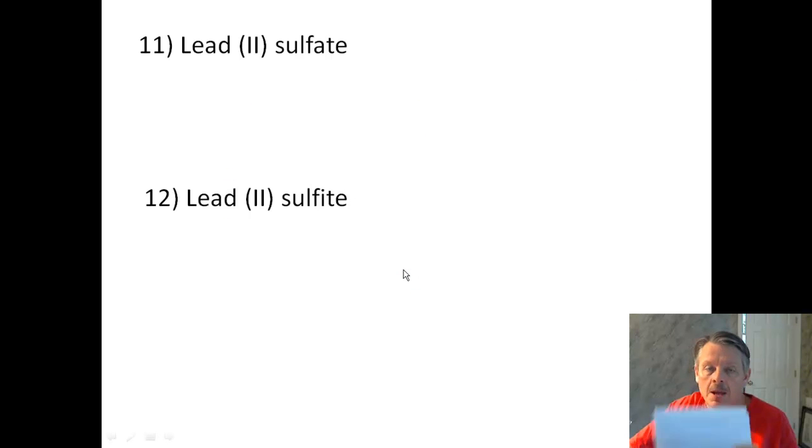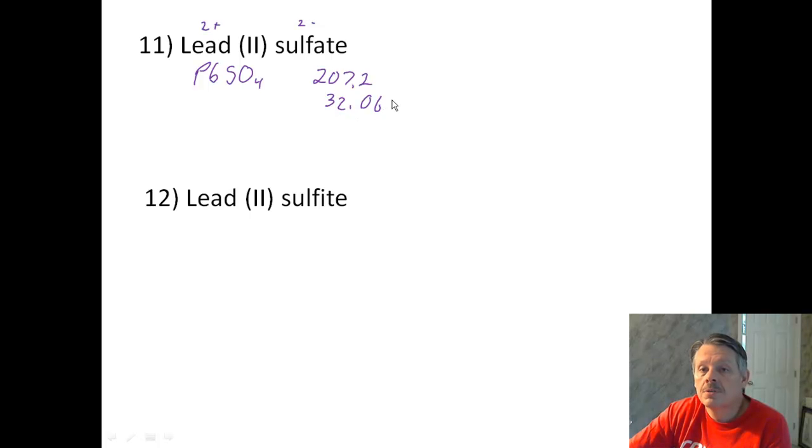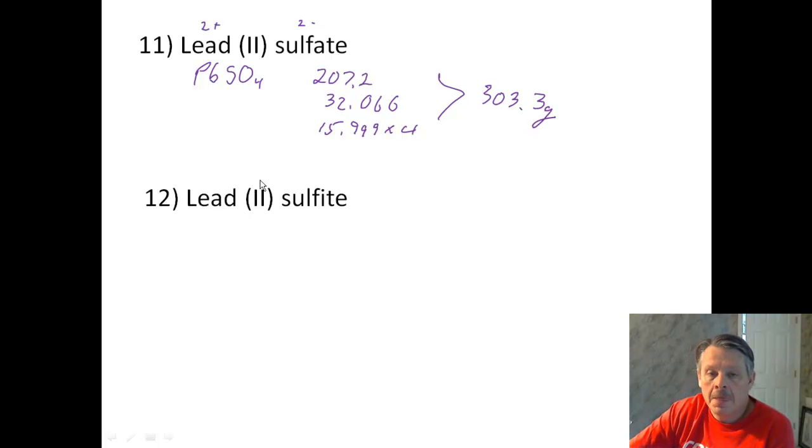Alright, how about number 11? Number 11 is lead 2 sulfate. Well, lead is Pb. Sulfate is SO4. We have a 2 plus and a 2 minus, which cancel each other out, so lead sulfate is exactly what we want, PbSO4. Pb is 207.2, sulfur is 32.066, and oxygen is 15.999 times 4, and I add that entire thing up, and I get 303.3 grams.